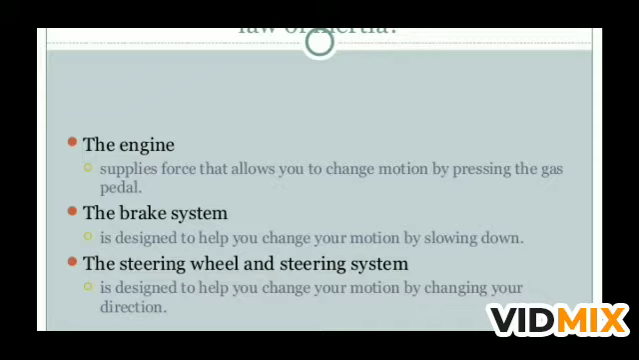And the third is the steering wheel and steering system, which help you to change the direction of the car at a desired location. So the steering wheel and steering system is designed to help you change your motion by changing your direction. So these are all the parts of the car which make it easy to drive. The engine supplies force to change the motion, the brake system applies the force to stop or slow, and steering is there to change the direction of your motion.